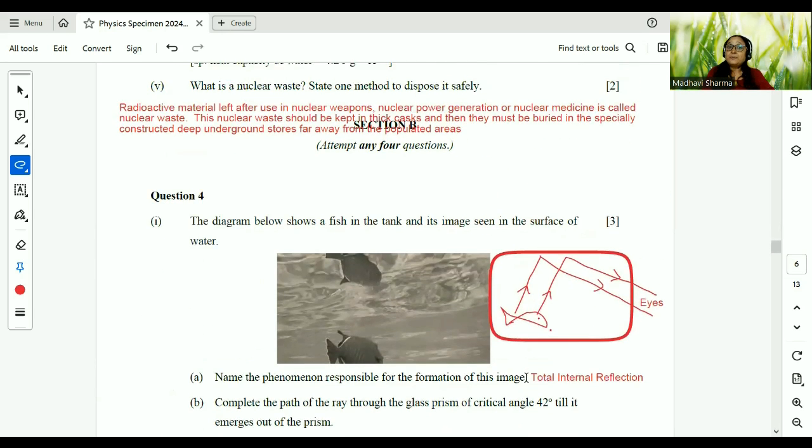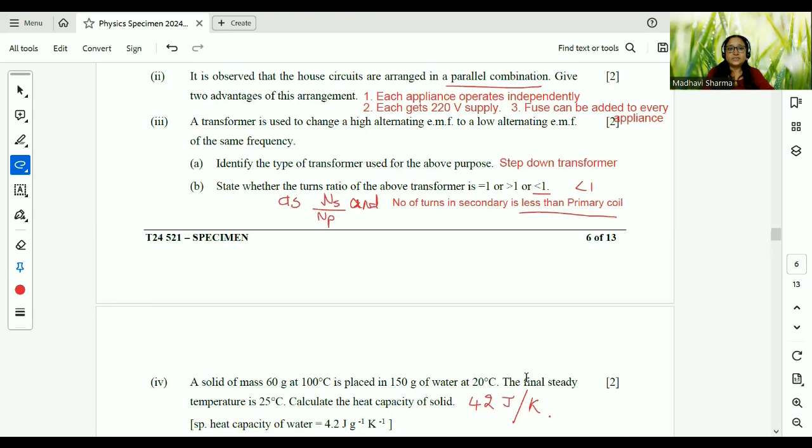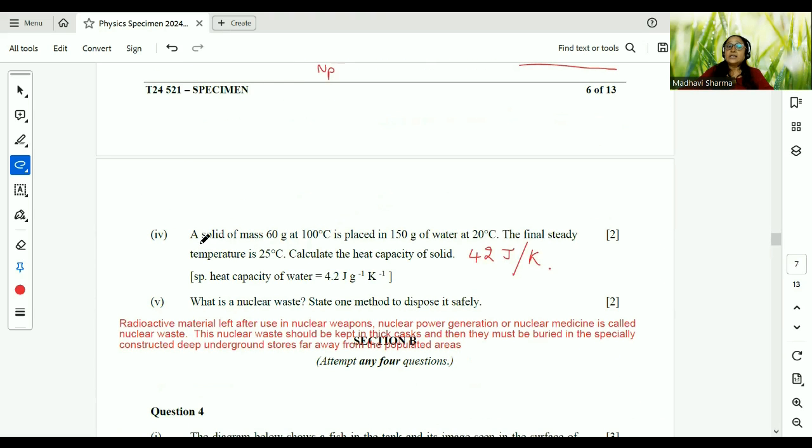Okay. Question number 4. A solid of mass 60 grams at 100 degrees Celsius is placed in 150 grams of water at 20 degrees Celsius. The final steady temperature is 25. Calculate the heat capacity of the solid. Children, it is heat capacity, that means M into C. Specific heat capacity of water is given as 4.2.